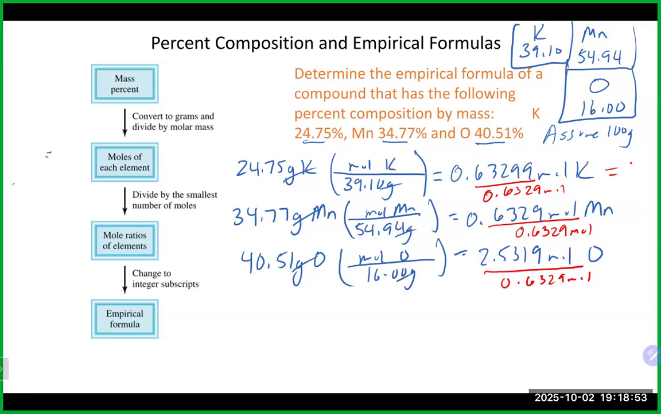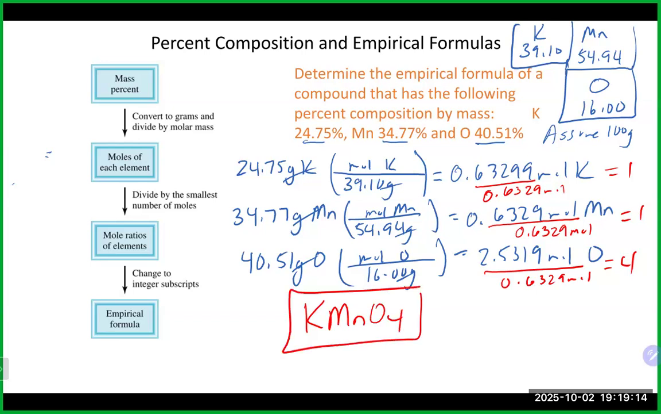So that's essentially going to give us a 1, 1, and a 4. We essentially hit all whole numbers. Basically 4.00 is 4. And since that's all whole numbers, that gives us the empirical formula, which would be KMnO4 in this case, a little potassium permanganate. Any questions on those steps? So again, just convert percentages into grams, assume 100 grams, convert to moles, divide by the smallest.